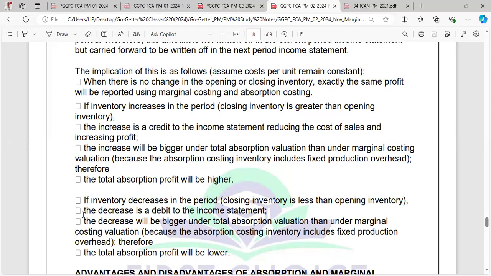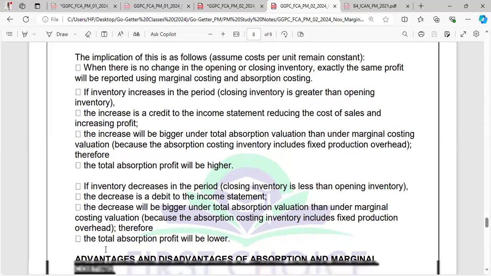Now, an increase in closing stock reduces your cost of sales, rather, and it increases your profits. That is what you should know. And now the profit of absorption cost will be lower than that of marginal cost.